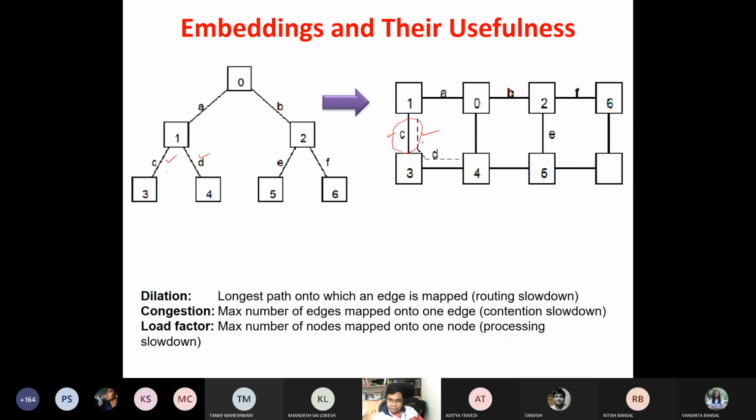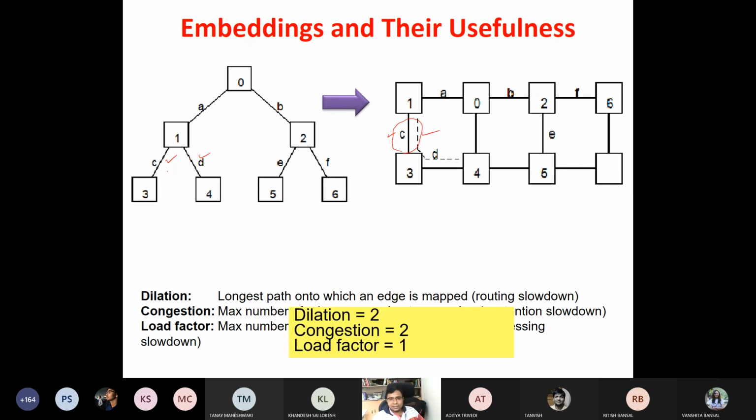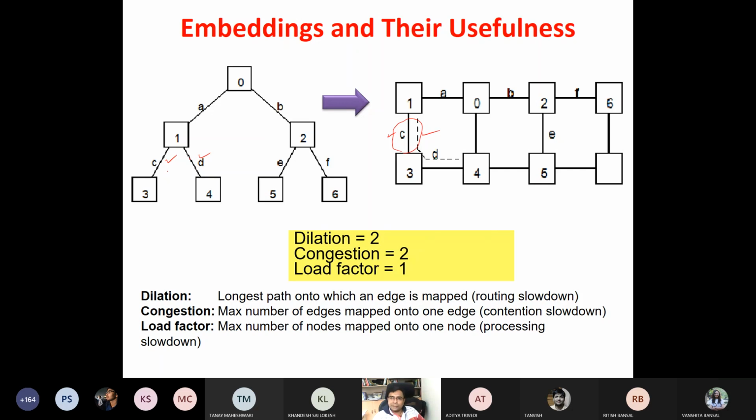So for this edge there is a contention, and for this edge, one edge of the source is getting two edges of destinations. That means it is getting elongated. So dilation is 2, congestion is also 2. And for load factor, every node is mapped to individual nodes, so there is no processing slowdown. But routing slowdown is there, congestion slowdown is there. Is this clear?